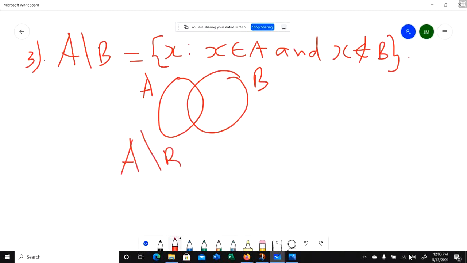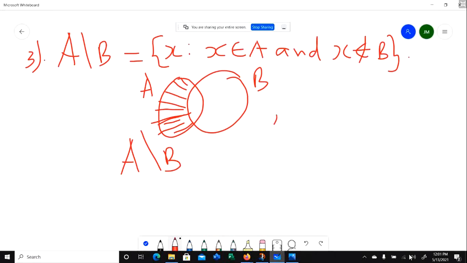So A slash B, the region that contains this set will be this part, whereby X now will be found anywhere in the shaded part, that X is in A and X is not in B. So it will not be in the intersection.